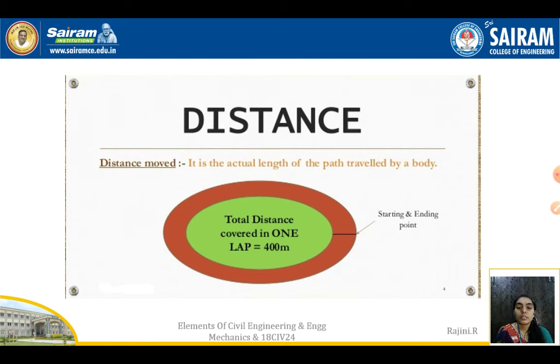Definition of distance, that is distance moved. It is the actual length of the path traveled by a body. You can see in the picture the total distance covered in one lap is equal to 400 meters. For example, if a person is running in the ground, starting from a point and ending at the same point, that will be the complete distance covered. So this is the definition of distance.